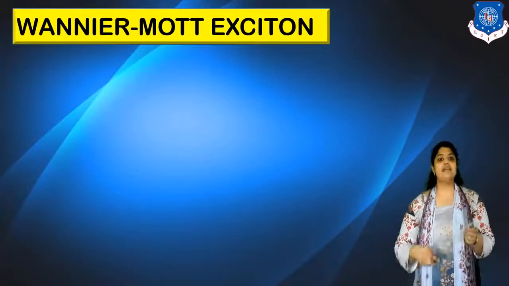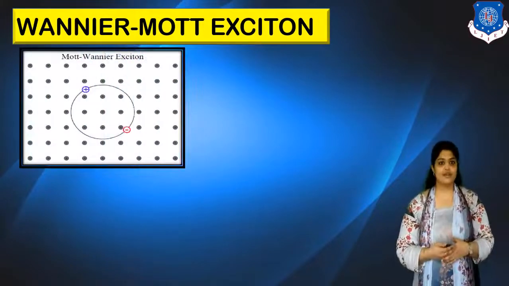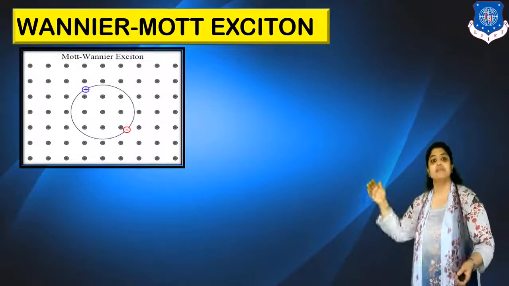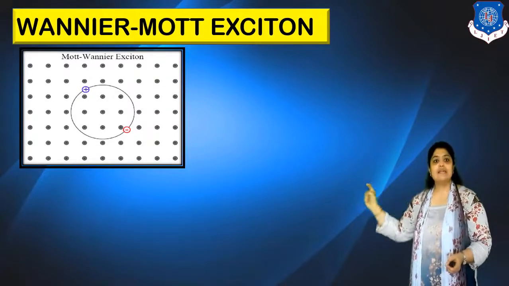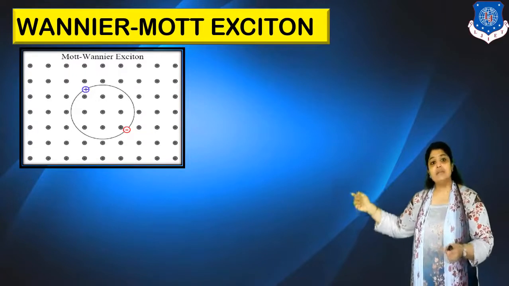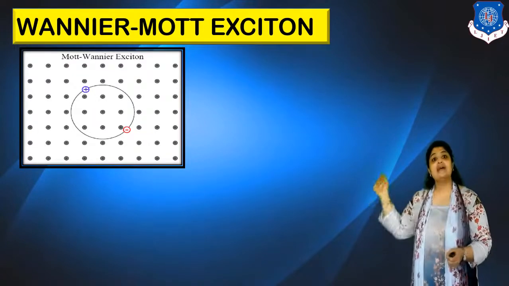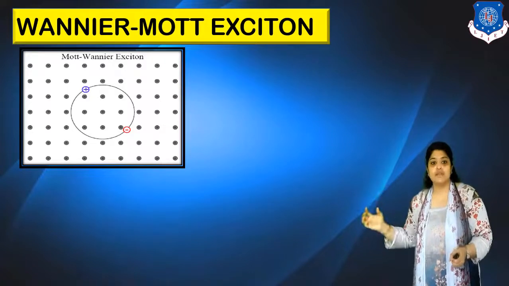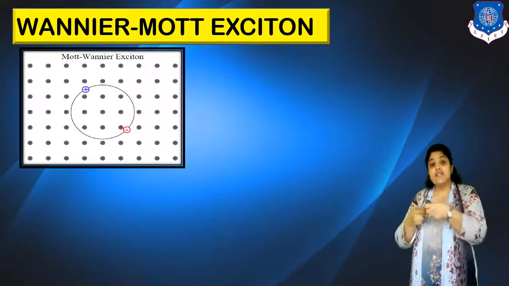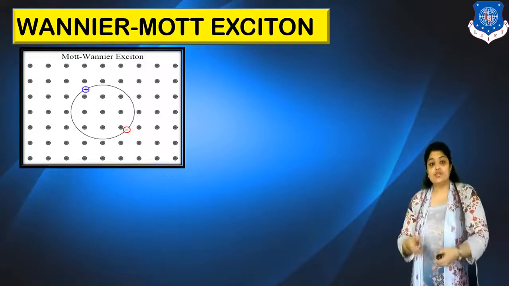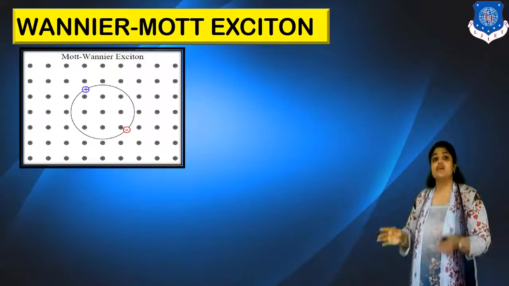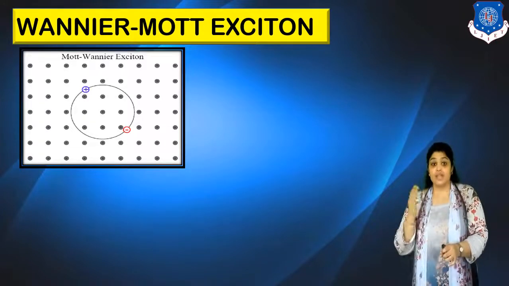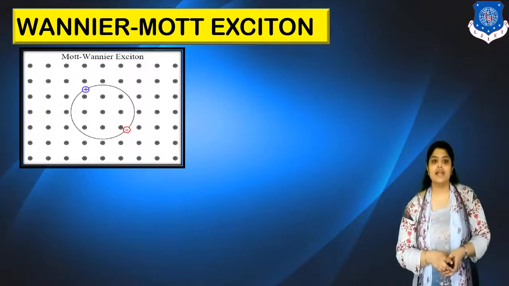Now let us move and discuss the second type of exciton, which is known as the Wannier-Mott exciton. Again, with the help of a diagram, let me tell you what a Wannier-Mott exciton is. In this diagram, you can see the positive ion arrangement, and in between them there is a huge circle which has a hole and an electron present. What does this indicate? That there is a huge gap between the hole and electron, or I can say the attraction between this hole and electron is comparatively less with respect to Frenkel exciton.